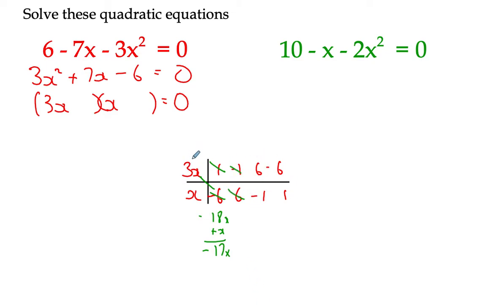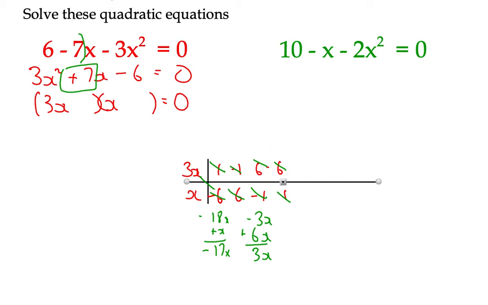Check the next lot. 3x times negative 1 is negative 3x. And x times 6 is positive 6x. Add them together, you get positive 3x. That's not what we're looking for. We're looking for positive 7. Watch that, I've changed it. So they don't work. So I have to actually think of another pair of factors that's not 1 and 6.